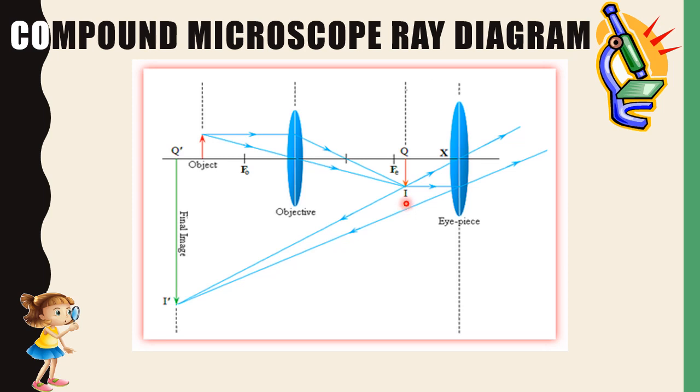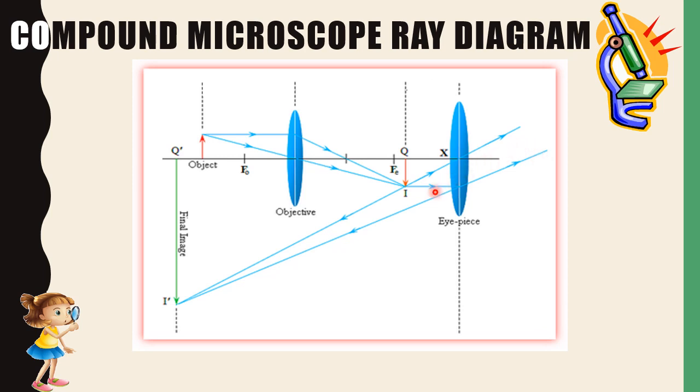From the point I, we draw a line parallel to the principal axis, which will refract and pass through the focus of the eyepiece. The second ray chosen is again the ray directed towards the optic center, and it moves out without any deviation. But these two rays do not appear to meet. In fact, they diverge.